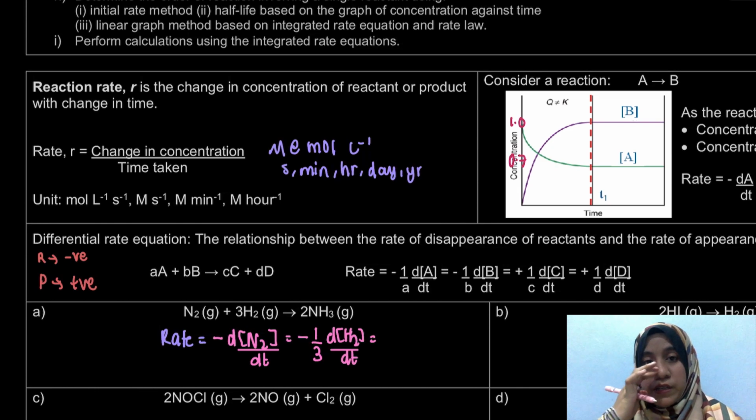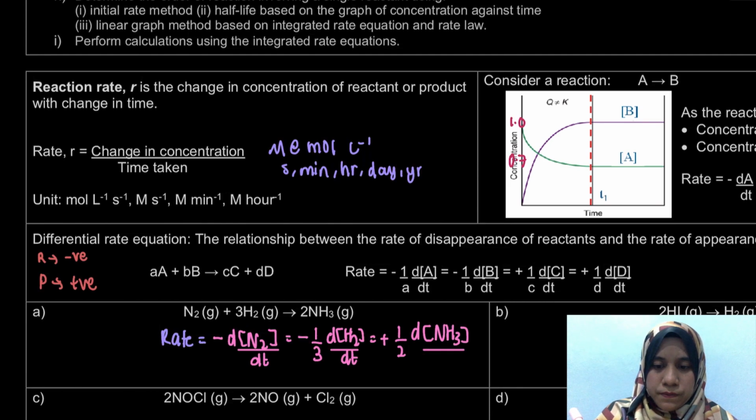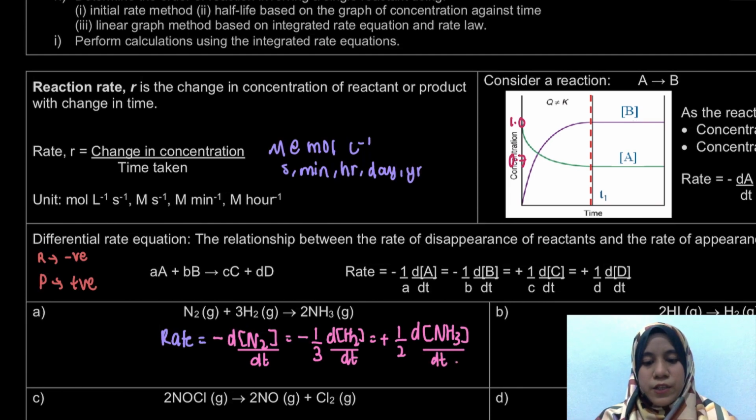And then, last but not least, our NH3. NH3 is our product, so for a product, it is a positive value. So we have to include the positive sign, although it is understood that if there is no sign, it means that it is positive. But for the differential rate equation, explicitly write down that it is positively signed. So here positive. Here is 2, so for NH3 we have to include 1 over 2. So here 1 over 2 d[NH3] over dt. So this is the equation.